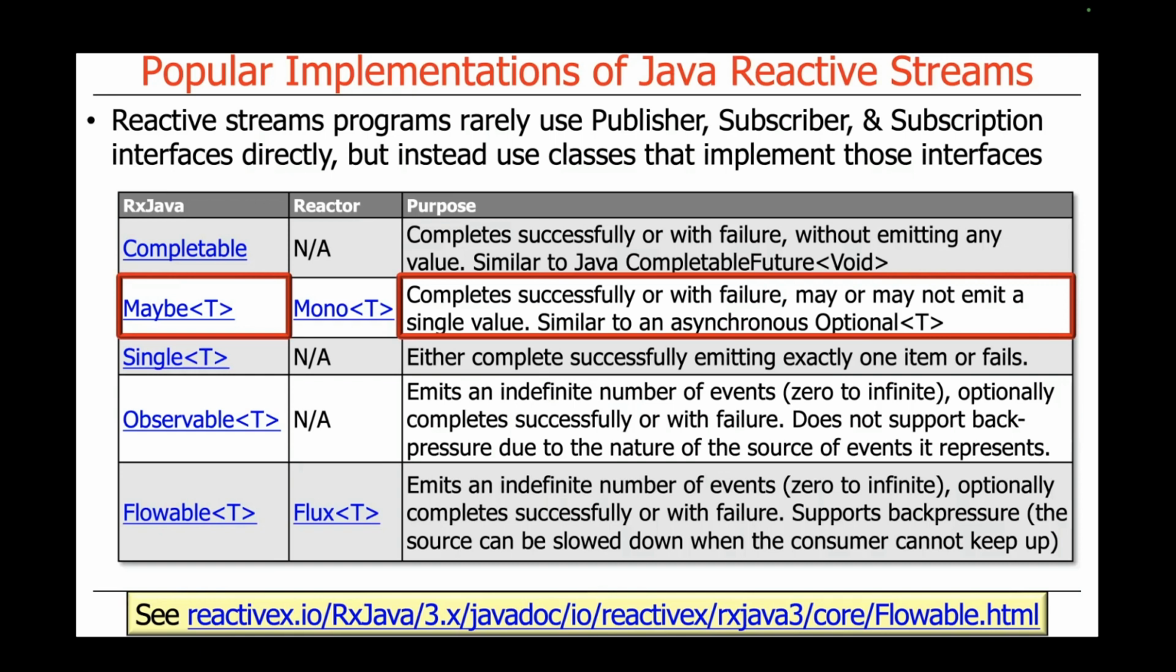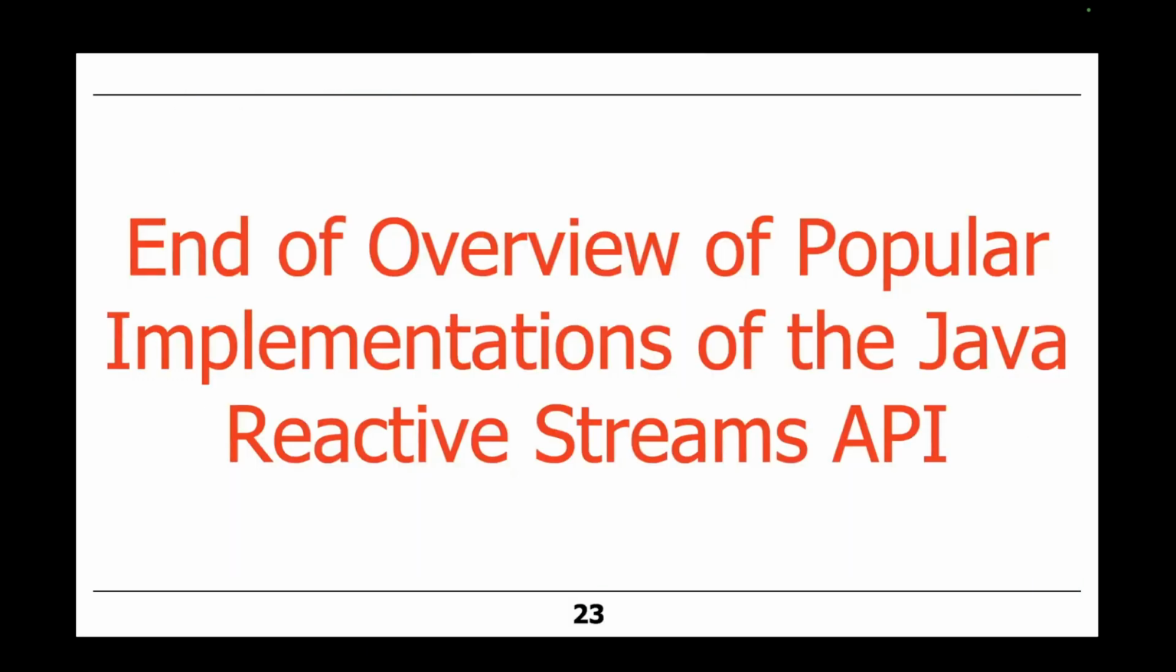And as you can see here, RxJava has 5 classes where the Reactor framework only has 2 classes, and there are pros and cons to having more or less of these classes. I'll leave it to you to decide which approach you like better. They both give you more or less the same capability. So that's the end of the overview of some of the popular implementations of the Java Reactive Streams API.